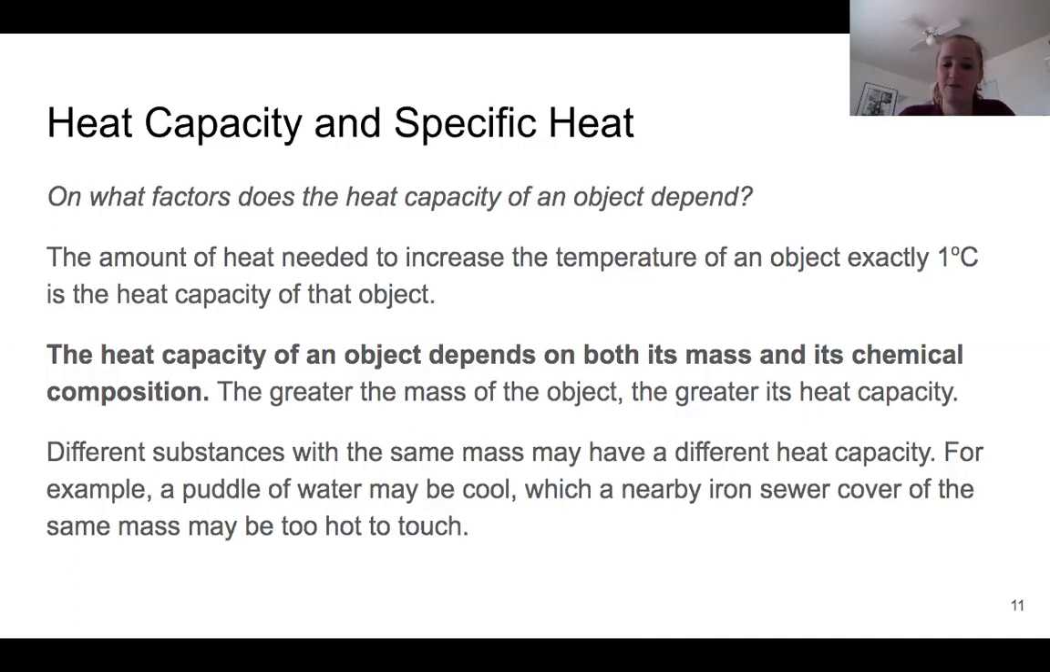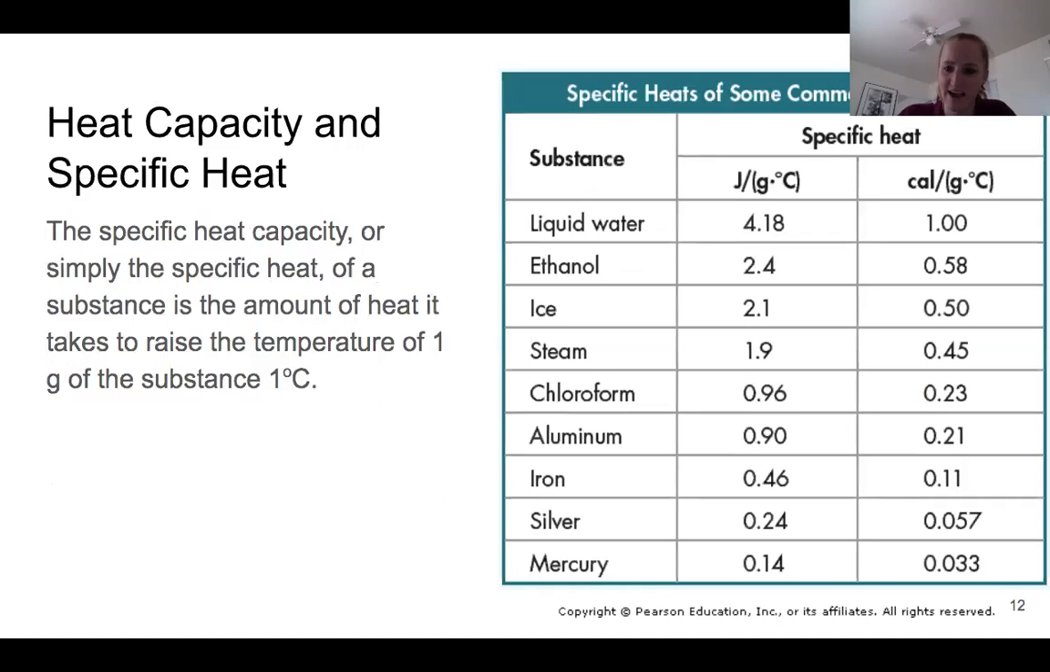So why are we seeing that a puddle of water the same size as the sewer cover does not heat up at the same rate? Well, that's because of their heat capacity. If we look at this chart here, and by the way, we've got numbers 32 and 33 on this slide, this all relates to something called specific heat. Specific heat is the amount of heat it takes to raise the temperature of 1 gram of a substance 1 degree Celsius.